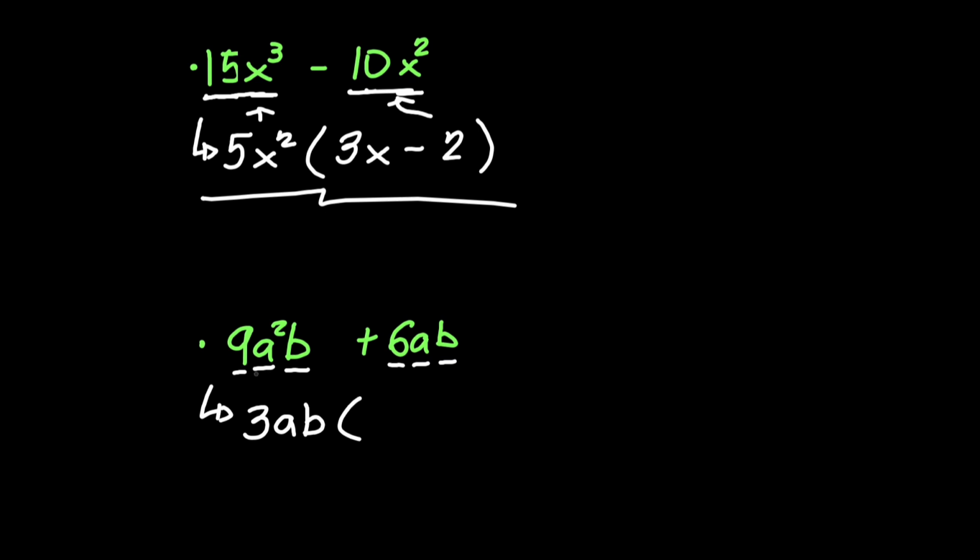So, 9a squared b divided by 3ab would be 9 divided by 3 is 3. A squared divided by a would be simply a, and b divided by b would be 1, so no need to put it. Plus 6ab divided by 3ab, it would be simply 2, because a divided by a would be 1 and b divided by b would be 1. Once again, check. 3ab multiplied by 3a would be 9a squared b, and 3ab multiplied by 2 would be 6ab.